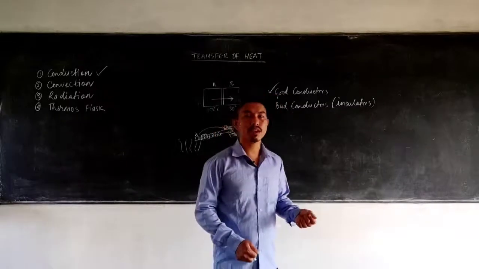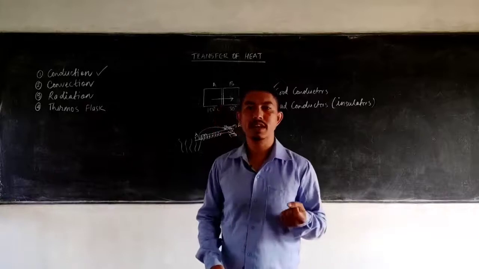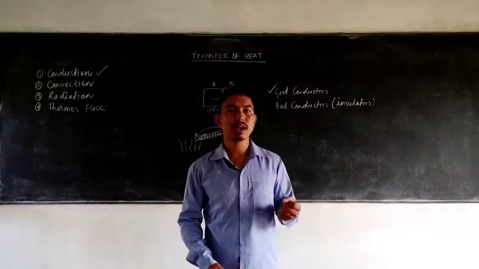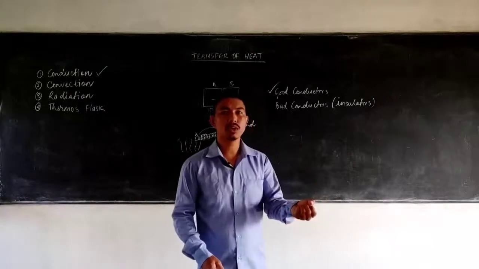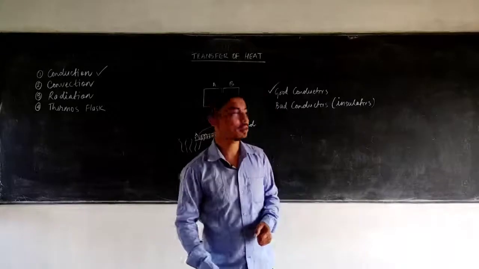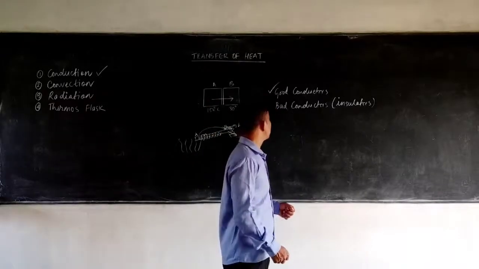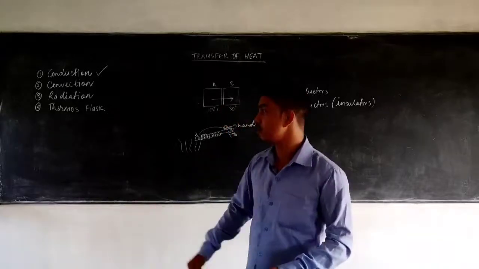And if you see the same thing, like some kind of pan, usually the handles are made out of wood or plastic, because wood and plastic are poor conductors, so that when you hold it, you do not feel the heat. So there are many such applications of poor conductors and good conductors.